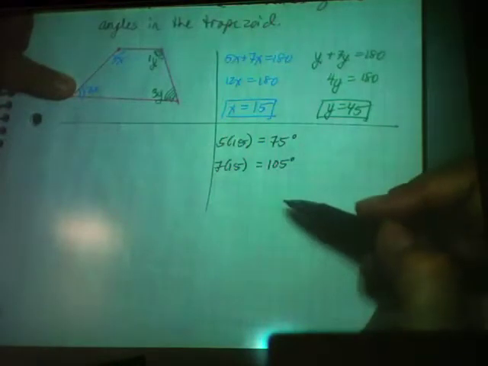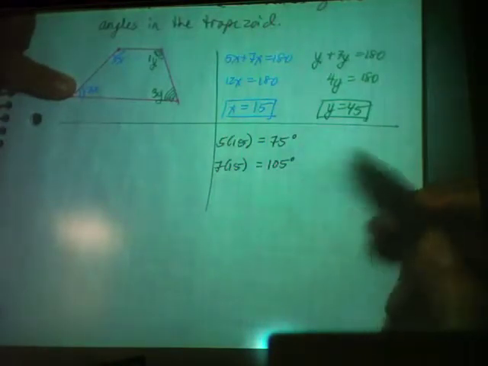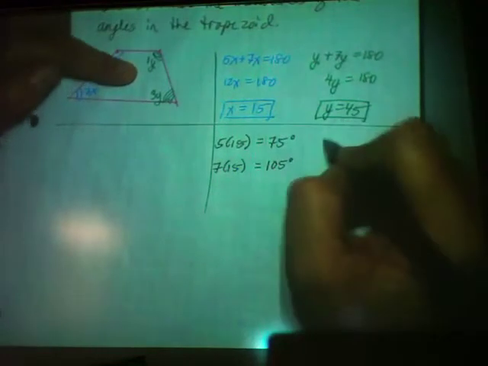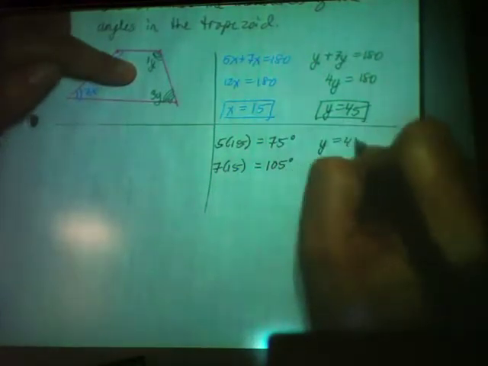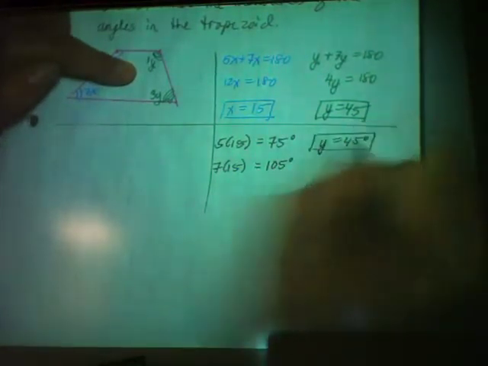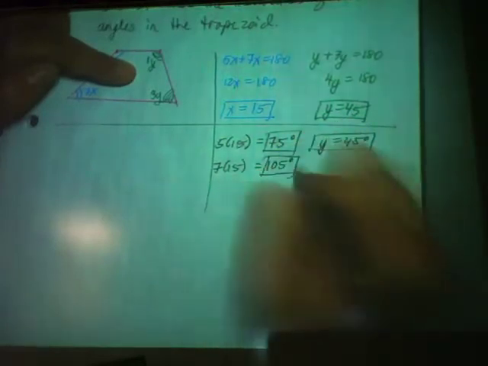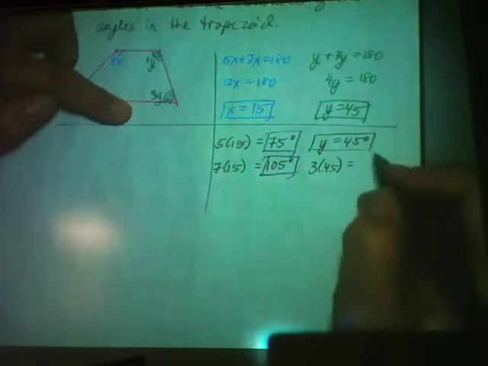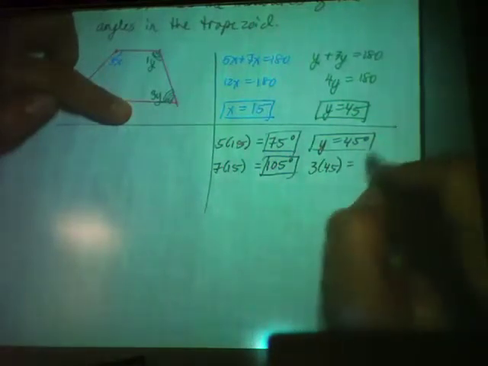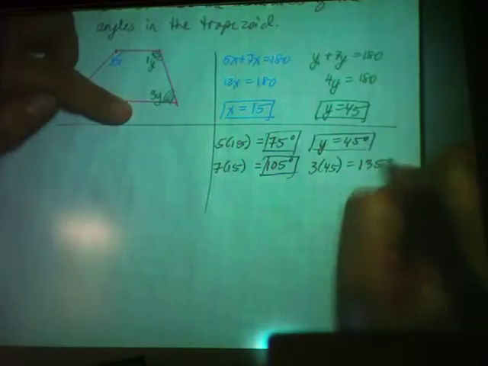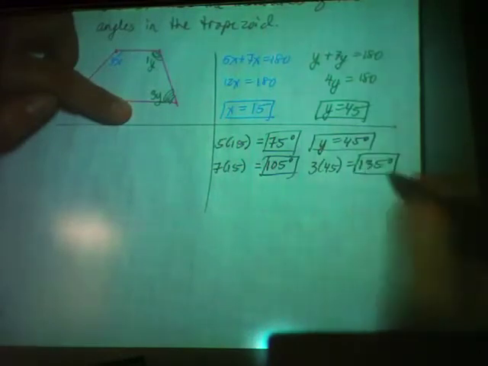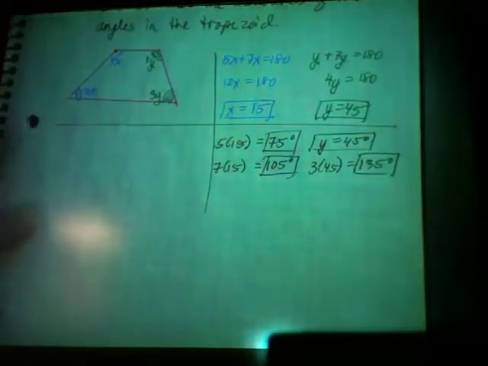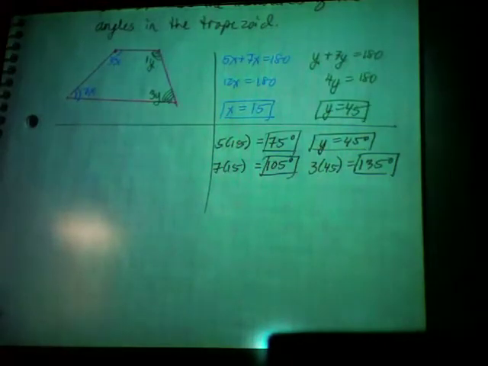So most likely my answer is accurate, right? So then this angle, 45 degrees. We don't have to do any work there, right? But what is 3 times 45? 135 degrees. Does that add up with 45 to make 180? Yes. So now you have all the information in order to answer that question.